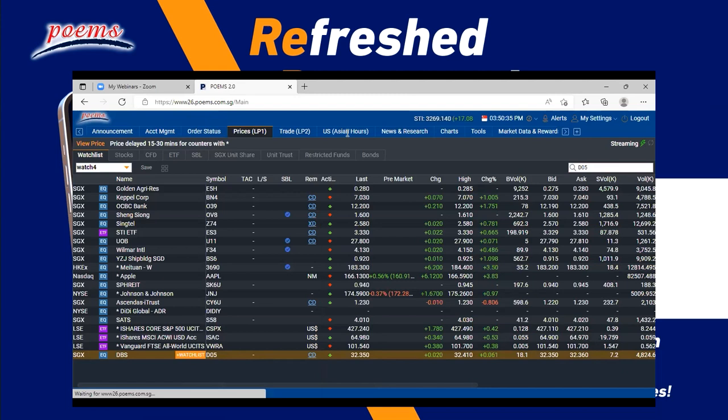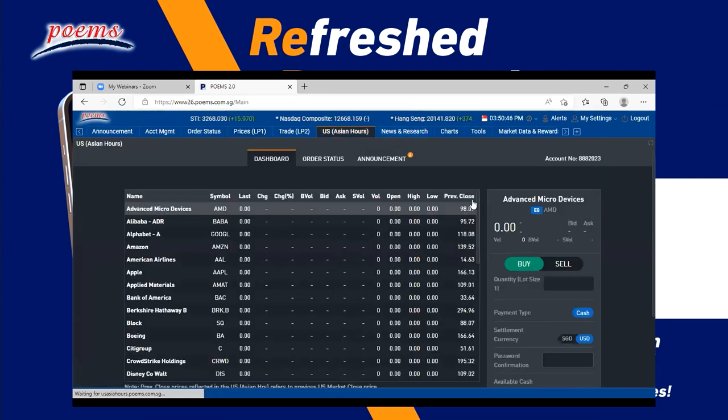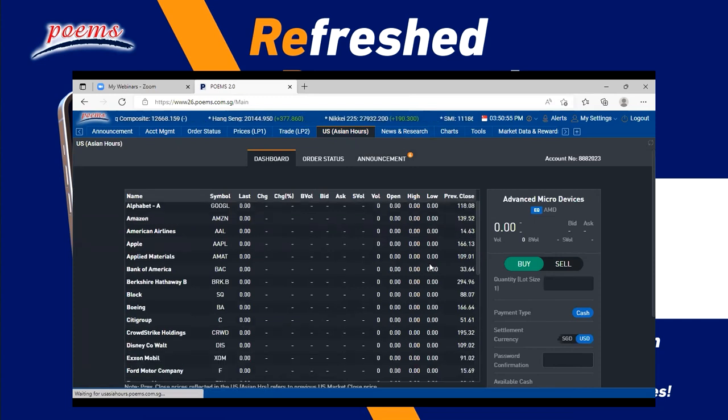Okay, so for the US Asian hour, maybe you guys are more interested in these new features. You can actually click on the US Asian hour, and then you can look for the counter that you want to trade. For the timing, just like I mentioned, 9 a.m. to 5 p.m. So maybe you're interested to trade for Apple, you can look for the Apple.